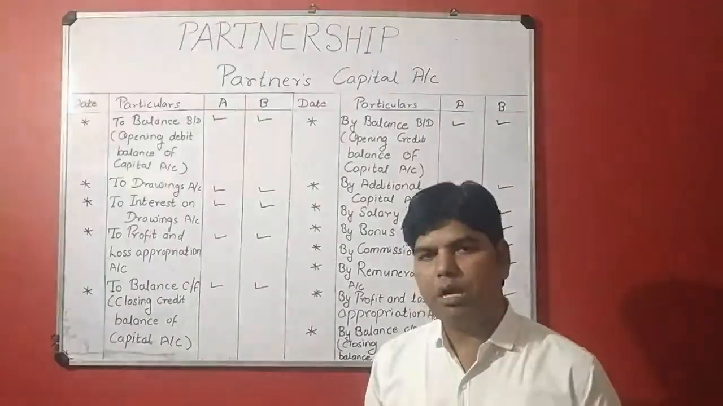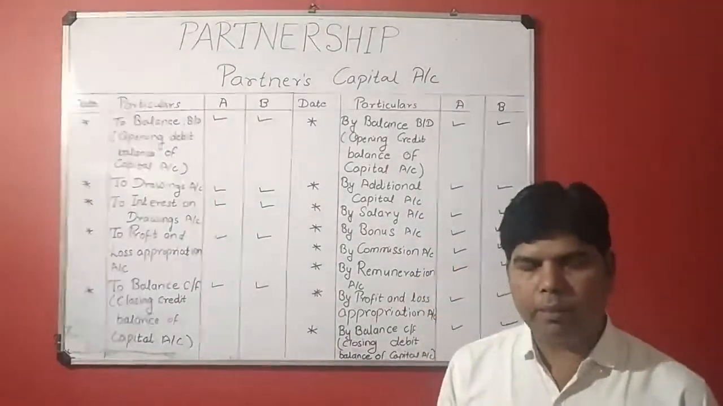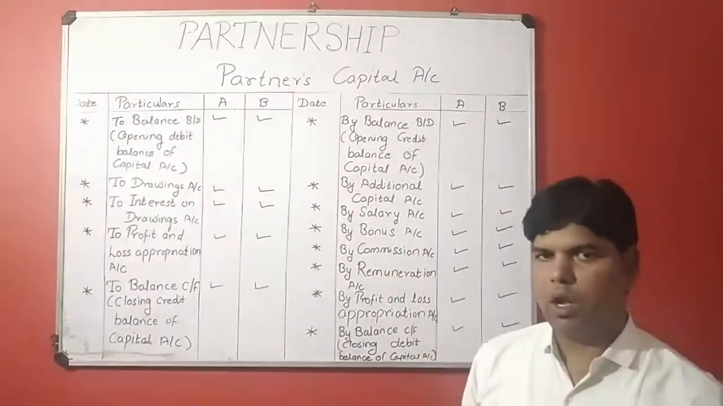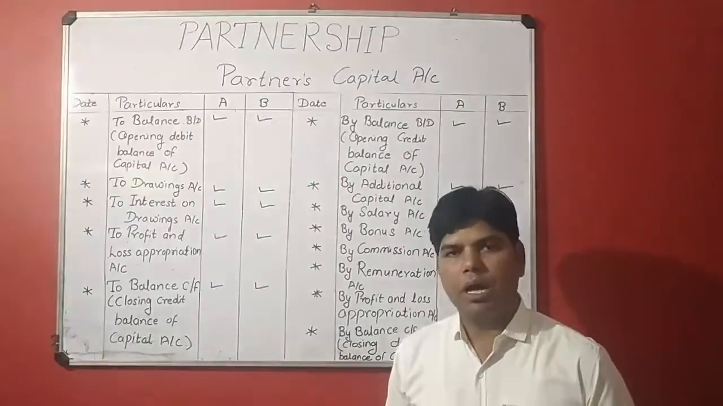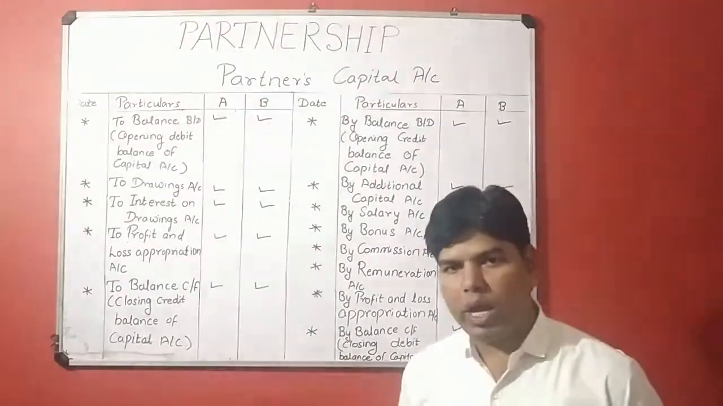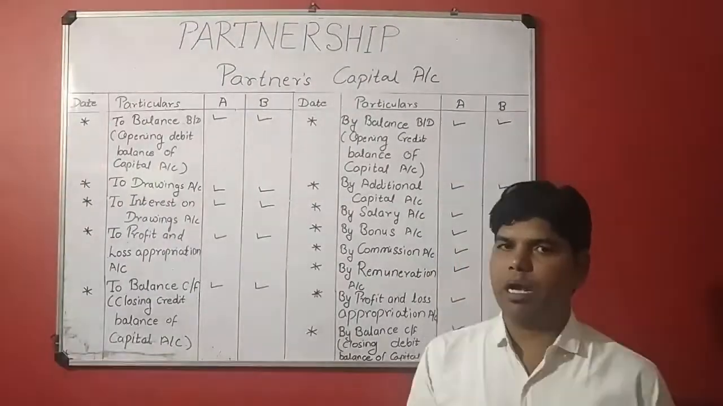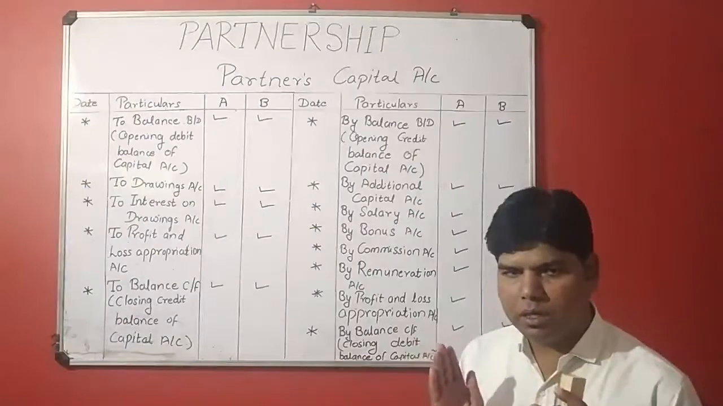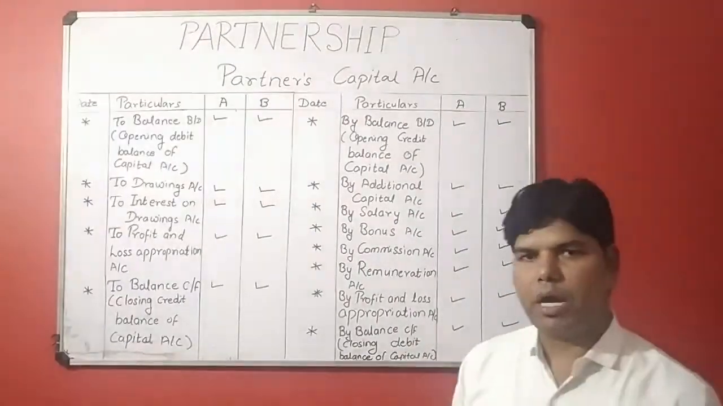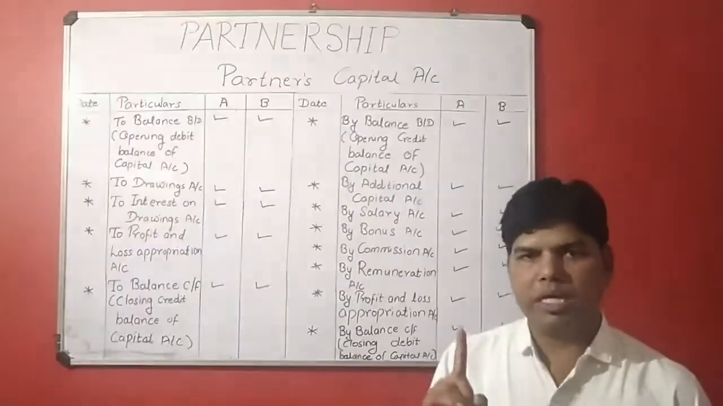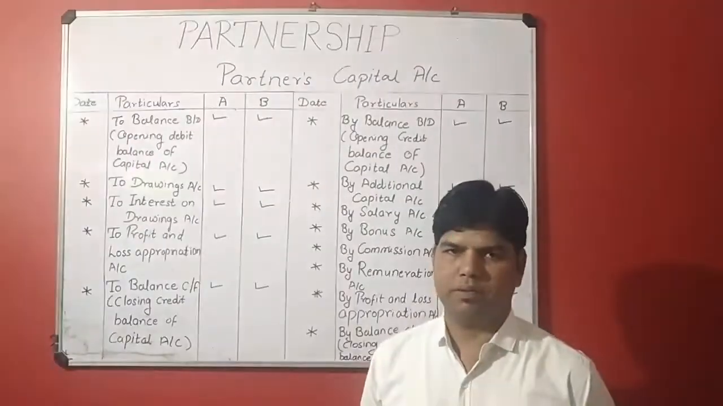A method in which the opening balance of the capital and the closing balance of the capital of any partner are reported flexible or fluctuating is known as the fluctuating capital account method. All the transactions related to the partners are recorded in this method. Only one capital account is maintained in this method.